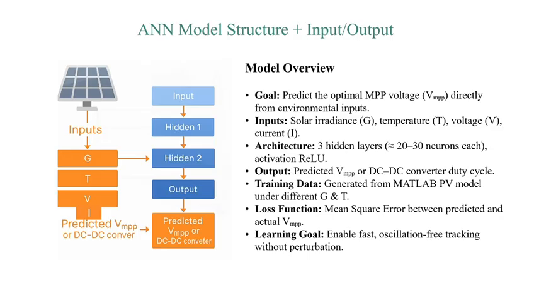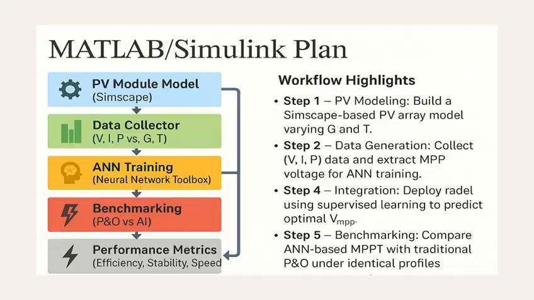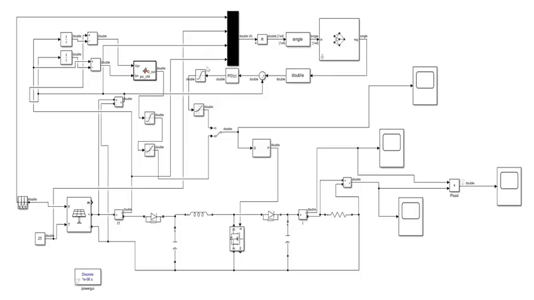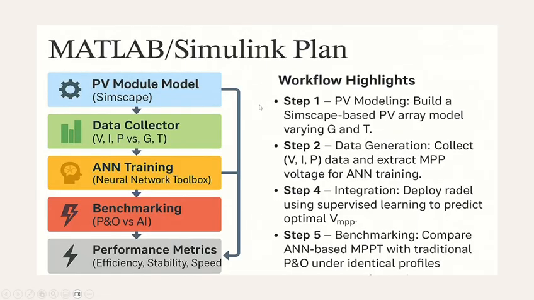Now I'm going to talk about the MATLAB and Simulink plan. So this figure summarizes the workflow. First, a PV module is modeled in Simscape. Then I collect the I-V and P-V data under multiple sunlight and temperature profiles. Next, the data is used to train a neural network in MATLAB. After training, the ANN model is deployed as a controller block inside Simulink, and finally, its performance is compared with the traditional perturb and observe method in terms of efficiency, tracking speed, and stability.